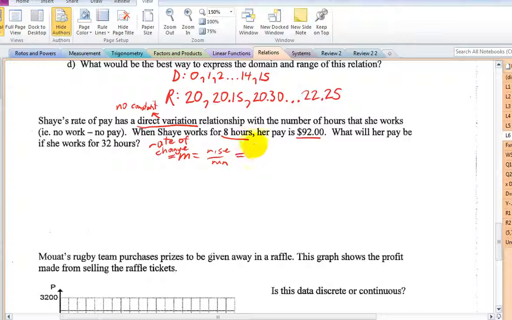So her rise was $92. And she worked 8 hours. So you're trying to figure out her rate of change. How much does she get paid per hour? Please write the number down. Do the math, write the number down.